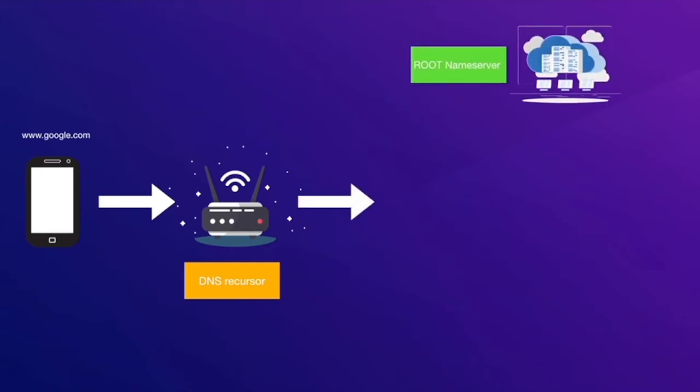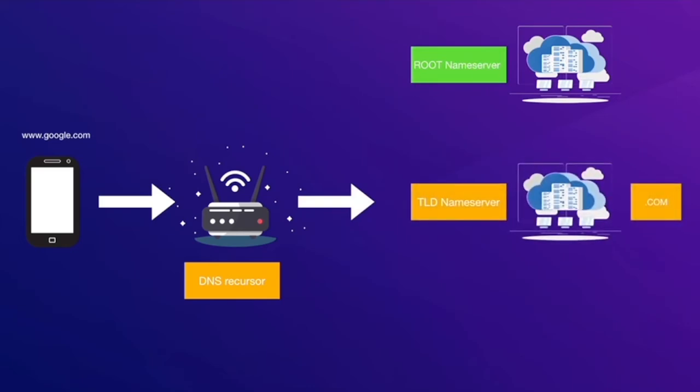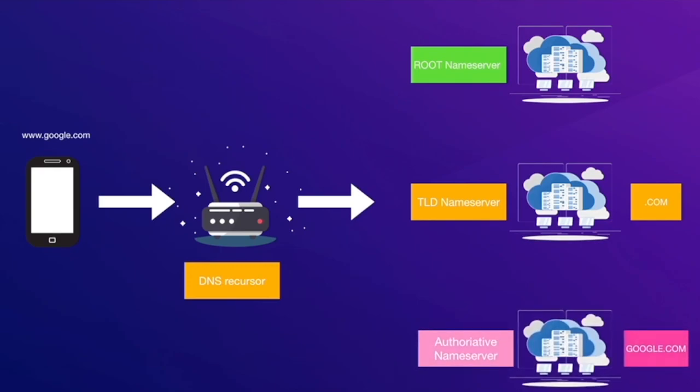The DNS recursor will reach out to the root name server. The root name server will redirect the recursor to the TLD name server. The TLD name server will have the information of the top level domain. In this scenario, it will have the information of .com servers, and that will redirect us to the authoritative name servers, which have the information of the domain. So in this case, we will reach out to the server that has the information of google.com, and when we reach out to that server, we will get the IP address of www.google.com. So this is how the DNS works on the internet.